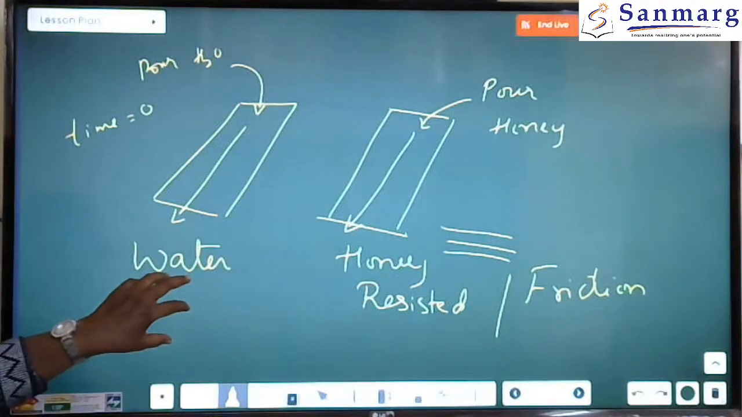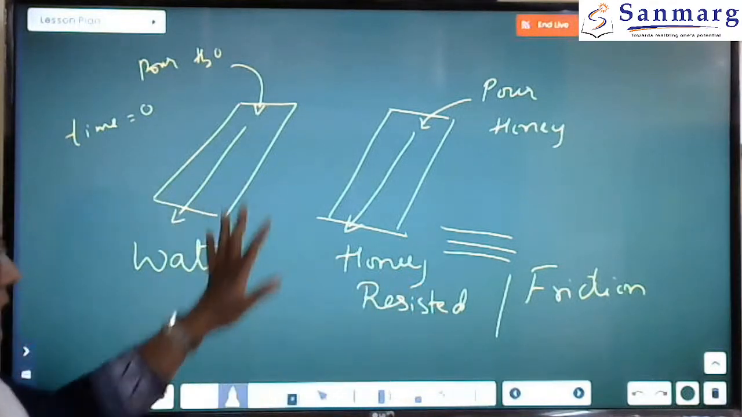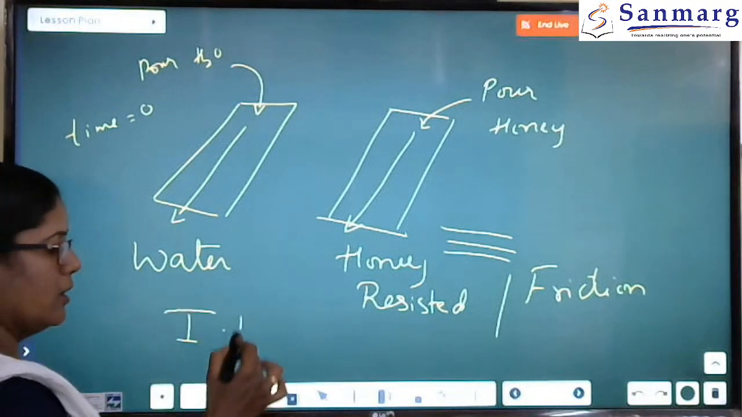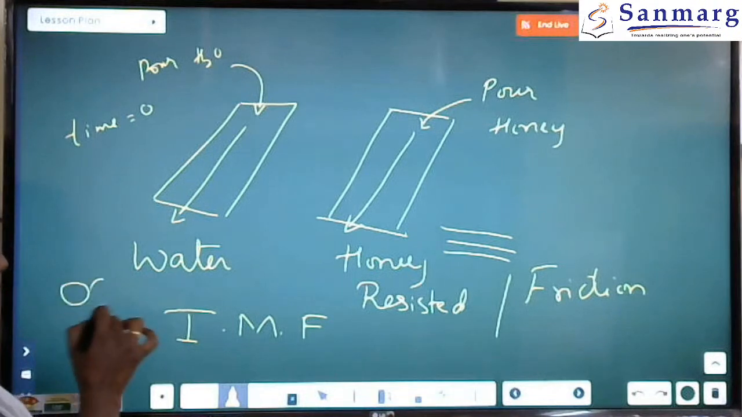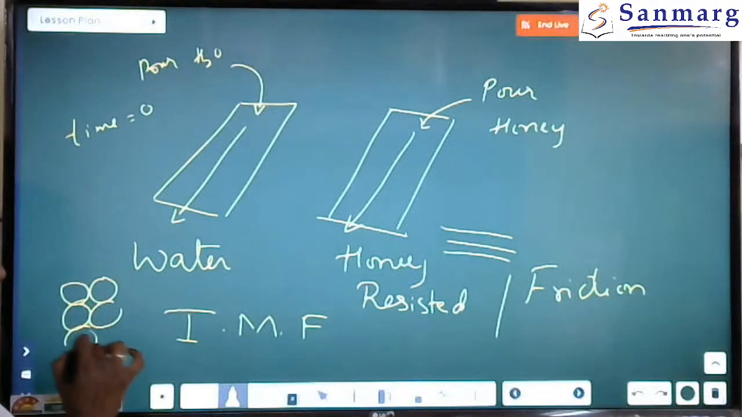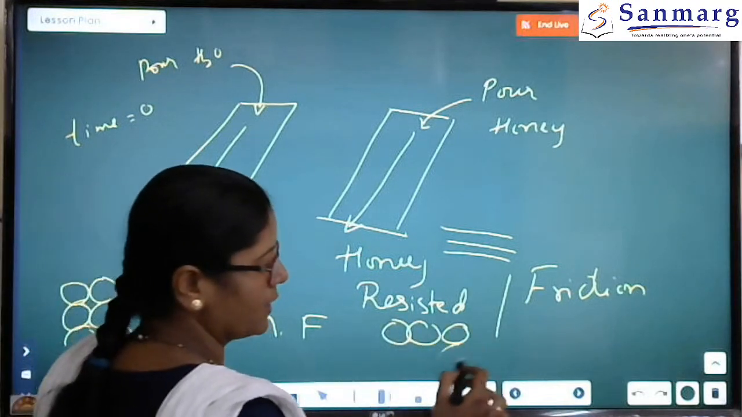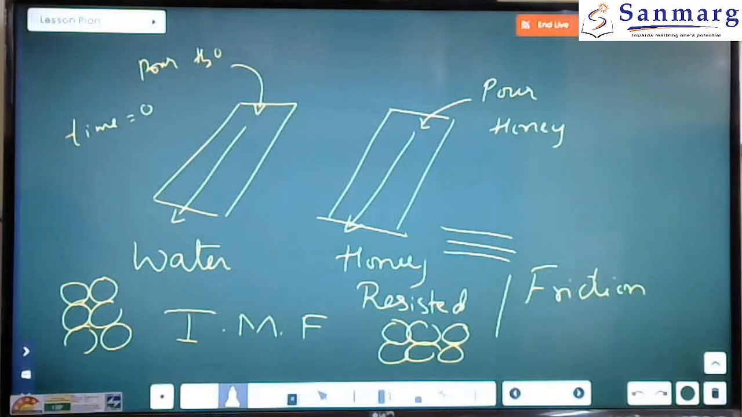Resistance is less here. Why is resistance less here and more here? Again, this is because of intermolecular forces of attraction. In water, the intermolecular force of attraction is lesser, whereas in honey, it is greater. So what does it do when the intermolecular force of attraction is greater? The molecules do not allow, they resist free flowing.